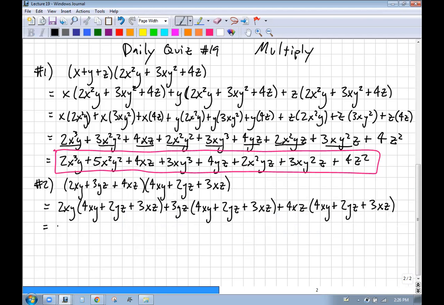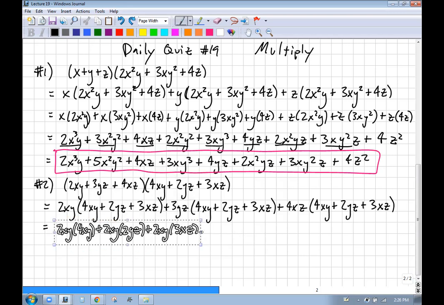We have the 2xy times the 4xy. We have the 2xy times the 2yz. We have the 2xy times the 3xz. So there's that thing multiplied out. All right, we went that times that times that, and that times that.